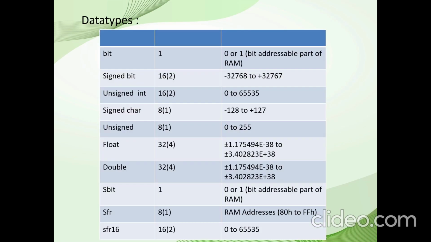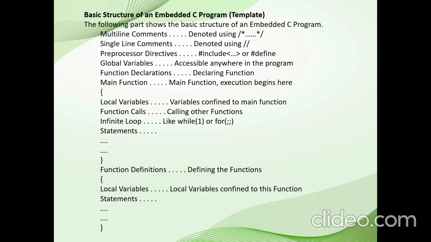Data types. So what is a data type? Declaration of variables is called a data type. This determines the type and the size of the data associated with the variables. So these are the data types, their ranges and their bits.